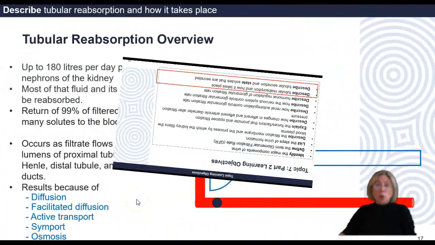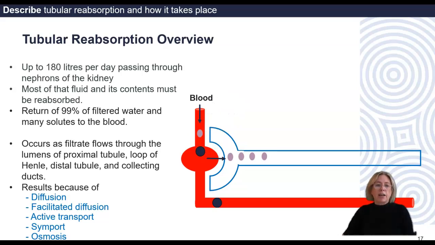Now remember that up to 180 litres per day pass through the nephrons of the kidney. Most of that fluid and its contents has to be reabsorbed back into the blood. And so tubular reabsorption then is the return of 99% of all of that filtered water and many solutes to the blood. And this little schematic is just to reinforce this.